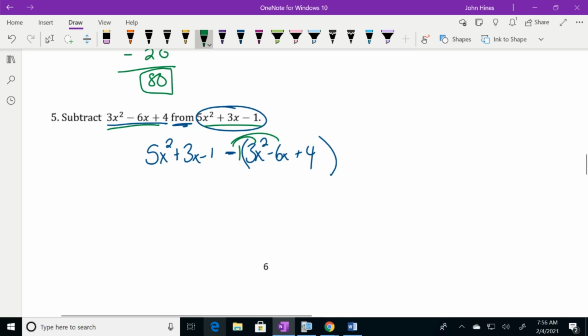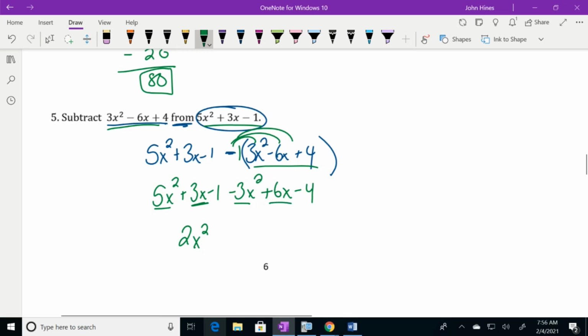So I have a factor of -1 to distribute through. Everyone becomes their opposite when I distribute. And now I combine my like terms. How many x squareds do I have? 5 minus 3 is 2 of them. How many x's do I have? I have 9 of them.